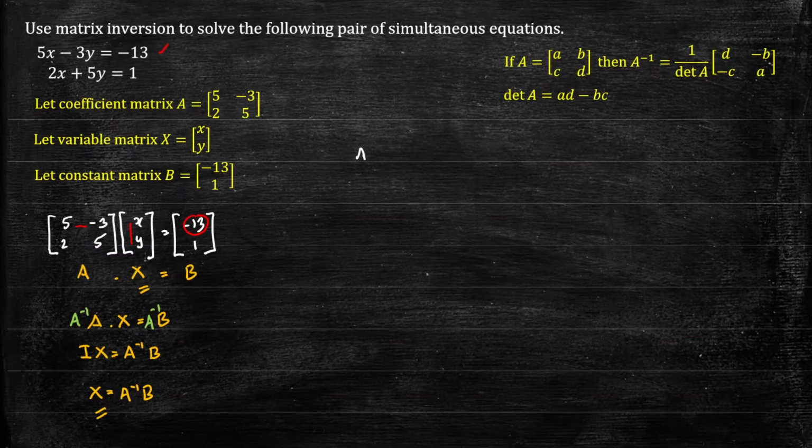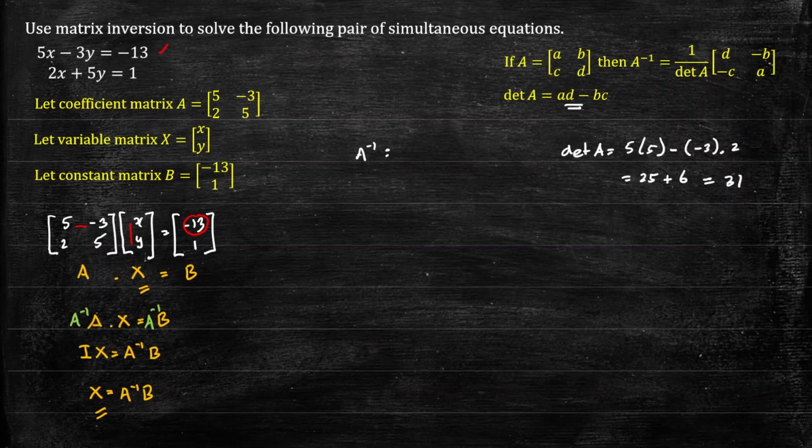So let's calculate our inverse matrix. The first thing we need to do is get the determinant, which is AD minus BC. So det A, we'll write that here, is AD minus BC. So that's 5 times 5 minus negative 3 times 2. That will give us 25 plus 6, which is 31.